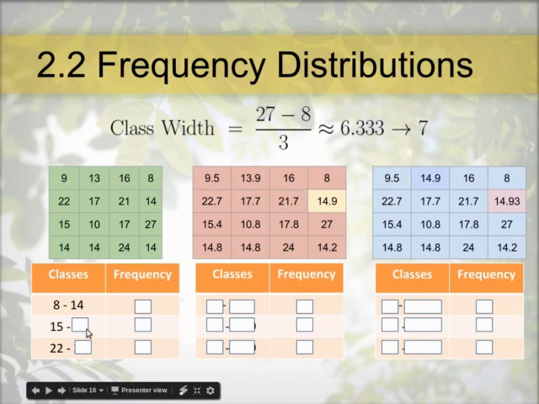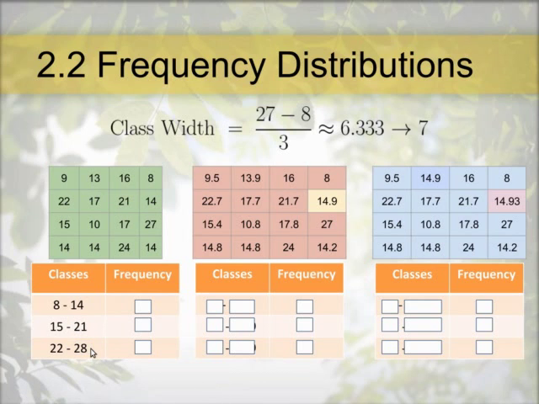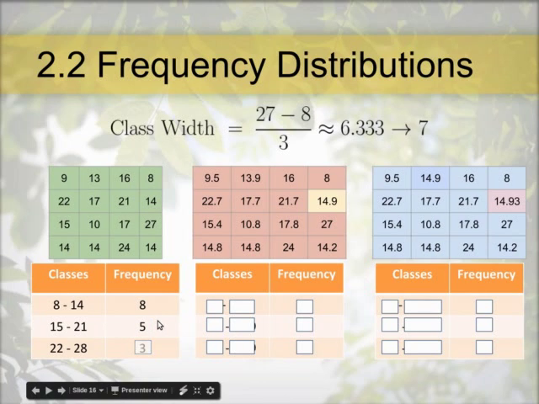Now I can add 7 to each of those to get the next upper class limits, an alternate way of calculating the upper class limits, 7 being the class width. So now count up your frequencies, 8, 5, and 3 in each class is what I got.